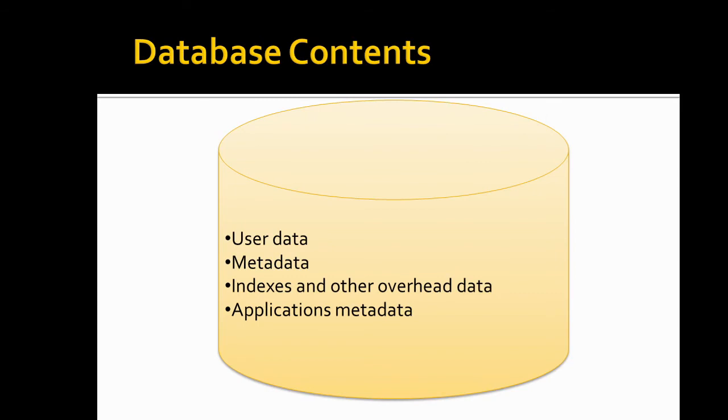So database contents: we have the user data, then we have metadata. So what is metadata? Again, these are data that describe the user data. So maybe what are the columns, what are the fields? These are the metadata. And then we have the indices and other overhead data. So maybe we have the data for sequence numbering, etc. And then we have some application metadata also. So these are the contents of a database.